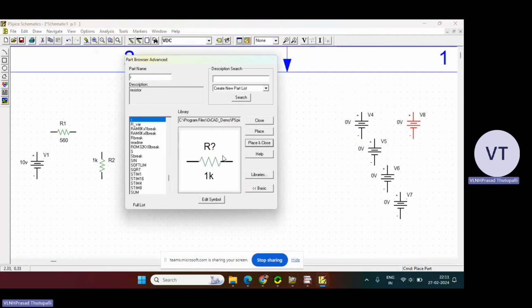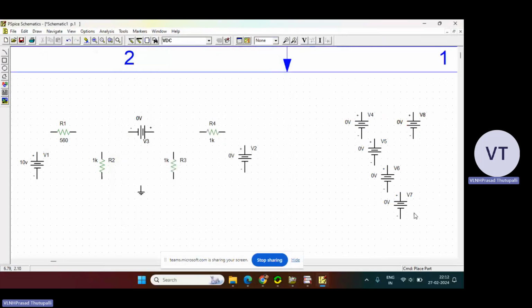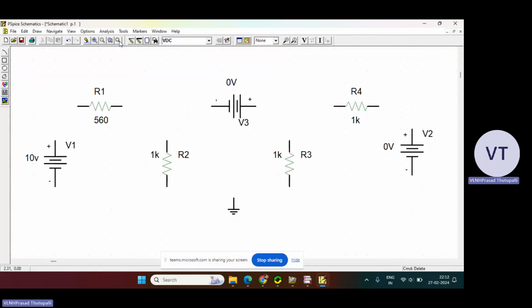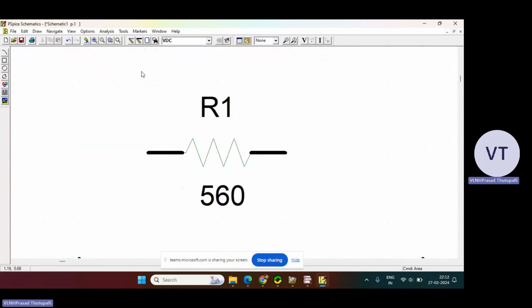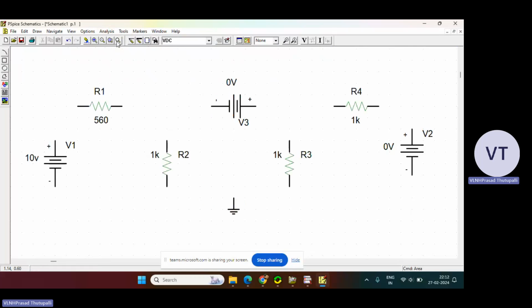Now for resistors, in that manner, resistors are placed. This is IDC, and EGND, and this is L, the inductor, C is the capacitor. Then AC voltage source, and V is the sine signal generator. After placing the components, you click on this work area. This is zoom in, zoom out, zoom a particular area, and this is zoom to fit the page, right?